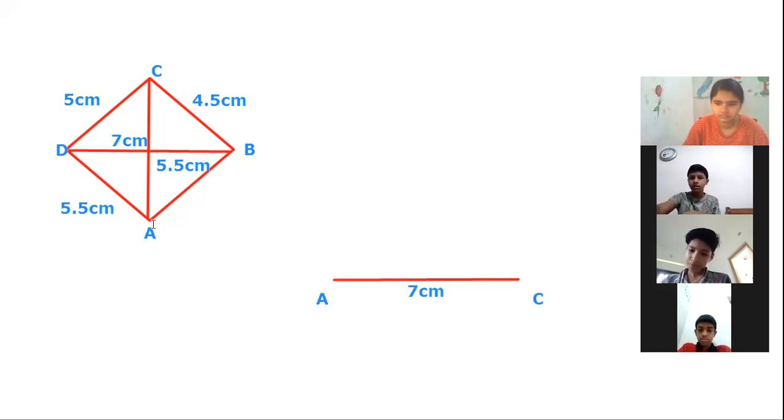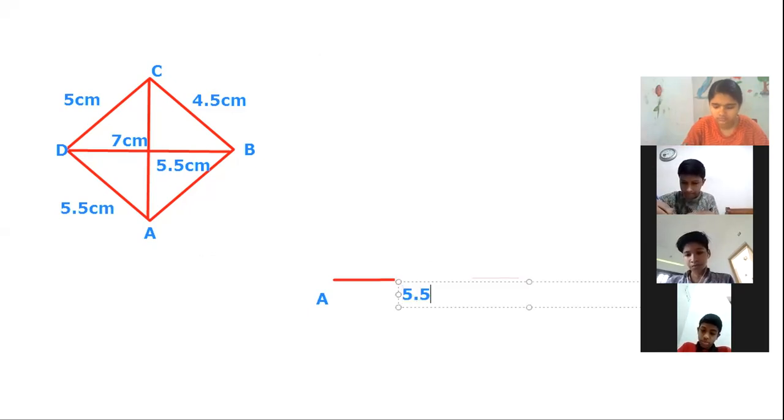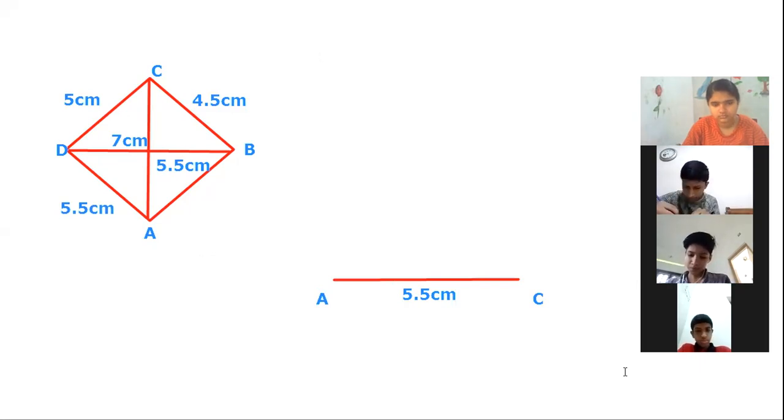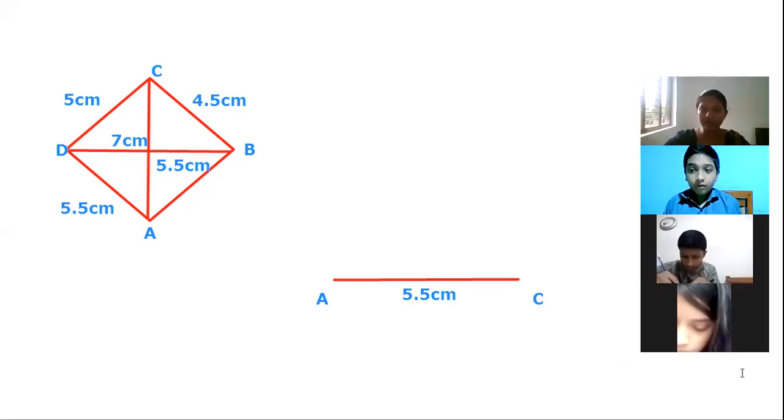And after that, we have to construct the triangle ACD. The length of AC is 5.5 centimeter. Okay, thank you. So first of all, you have to draw a line AC of length 5.5 centimeter in your notebook. Did you complete it?